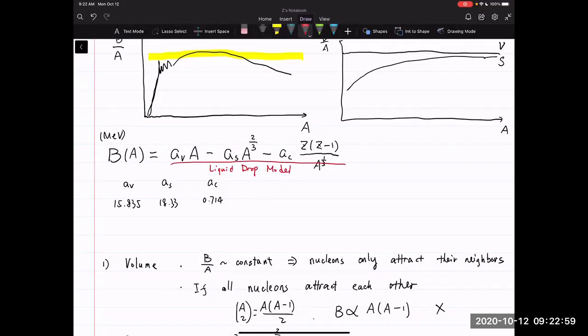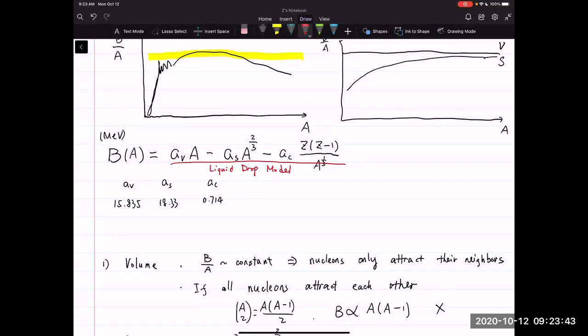In other words, we consider the nucleus to have the shape of a drop of liquid, and the density of this liquid is almost constant. That's why the amount of energy to put this liquid droplet together comes from these three terms: the volume term, which is overestimating, then we take away the surface term, then we take away the Coulomb interaction. Of course, the Coulomb interaction is a small correction.